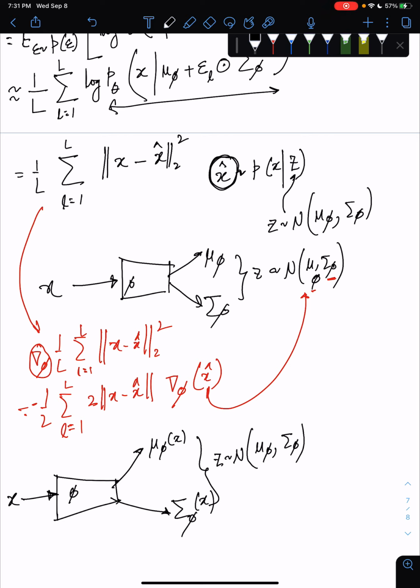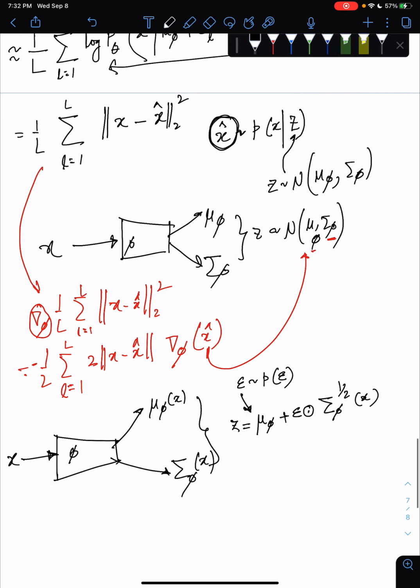Ideally now the picture is a bit different. Ideally I have some epsilon, and my z's are nothing but mu phi plus this epsilon times sigma phi.